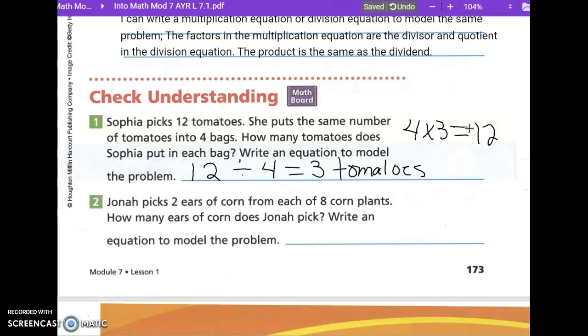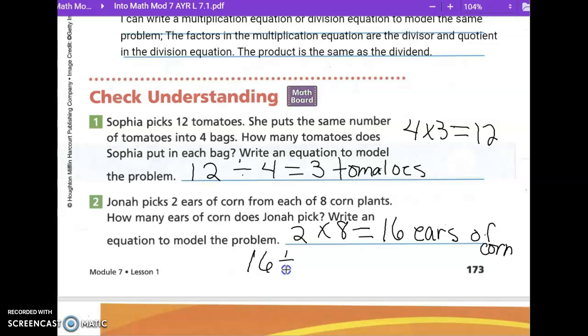Jonah picked 2 ears of corn from each of 8 corn plants. How many ears of corn does Jonah pick? Write an equation to model the problem. So he has 2 ears of corn from 8 corn plants. So he gets 16 ears of corn. Or you could write a division, 16, but you would have to figure out divided by 8 equals 2, or you could say 16 divided by 2 equals 8.